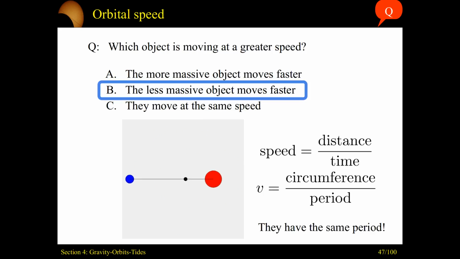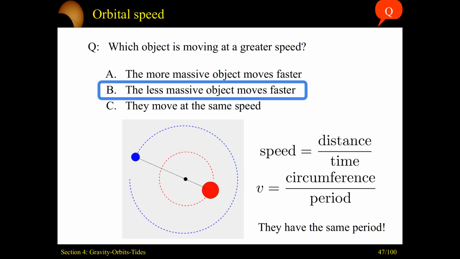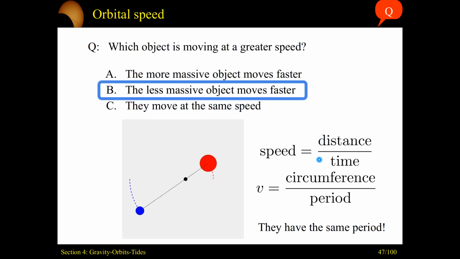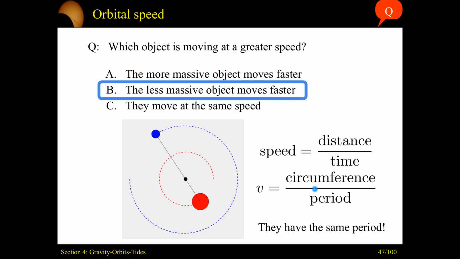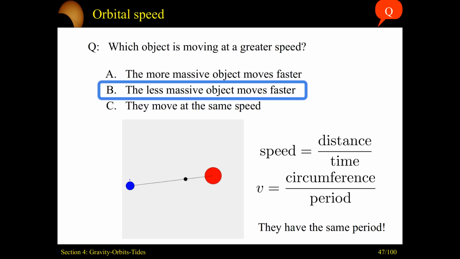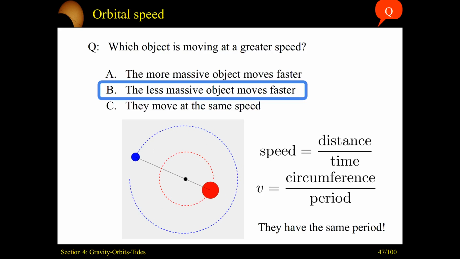So, let's discuss this in detail. Yes, it is going to be the less massive object that is moving faster. And here's the rationale. The speed of an object goes as the distance divided by the time. So if I label speed as v, or velocity, how far are they traveling? What's the distance? Well, they're covering a given circumference. Now, which one has a bigger circumference, the less massive or the more massive object? Blue, the less massive one, has a much bigger circumference.